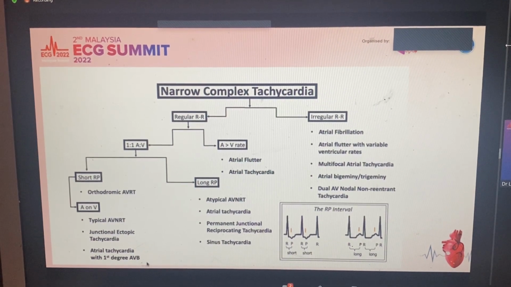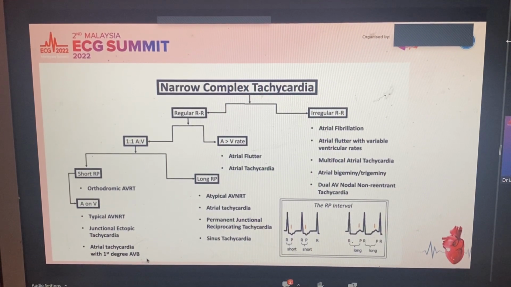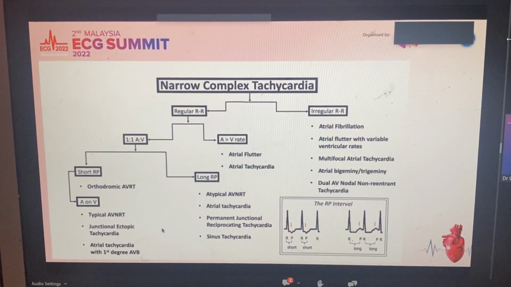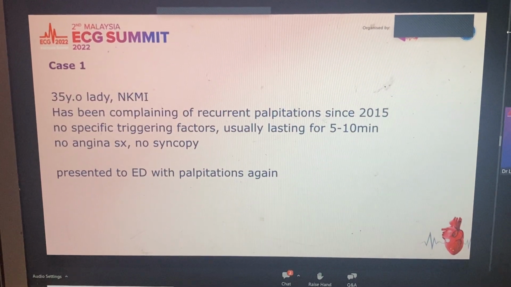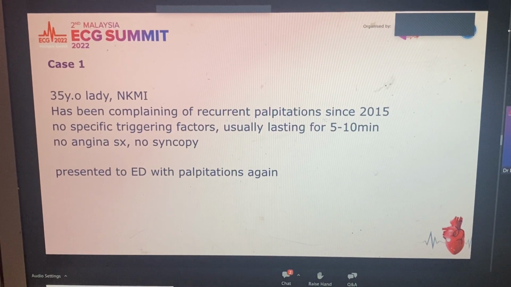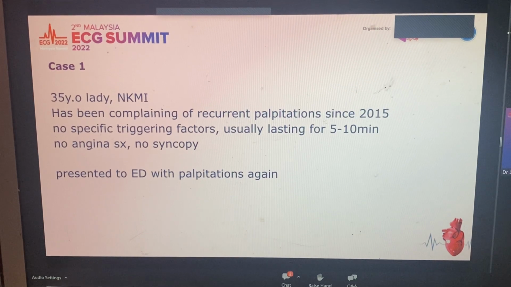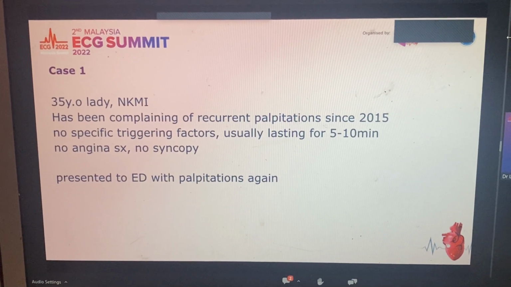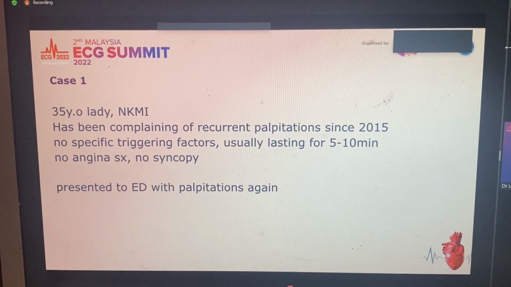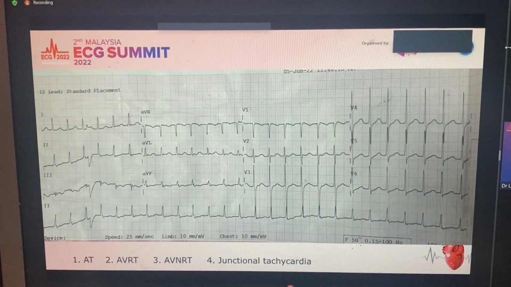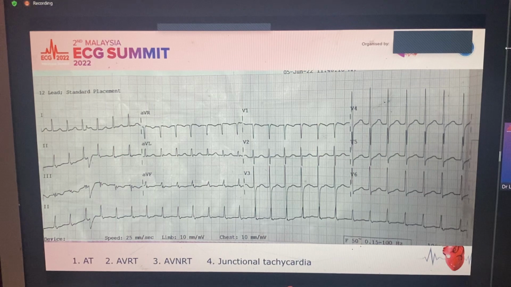We'll go through some case examples so that you can practice these algorithms. We have our first case, a 35-year-old lady who has a known medical illness, complaining of recurrent palpitation since 2015. No specific triggering factors, lasting for 5 to 10 minutes, no angina, no syncope. Presented to ED with palpitation again. I think this is a very common ECG which all of you have definitely seen before.